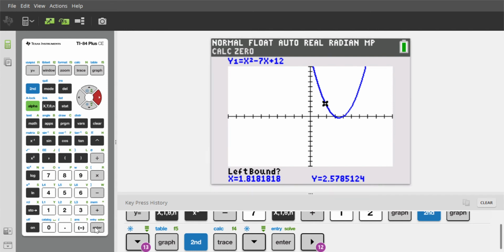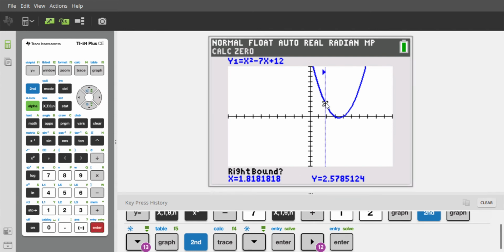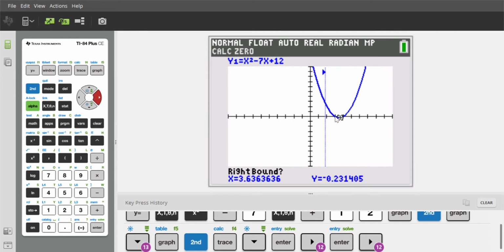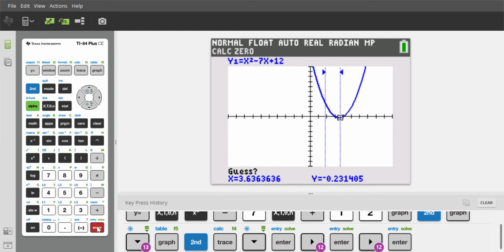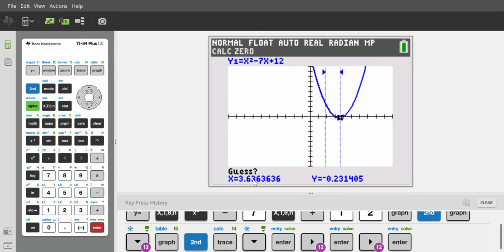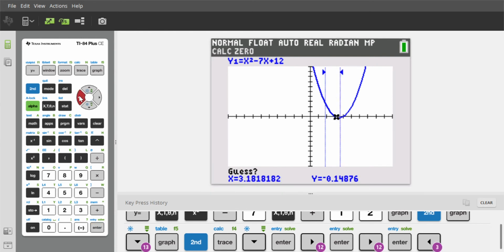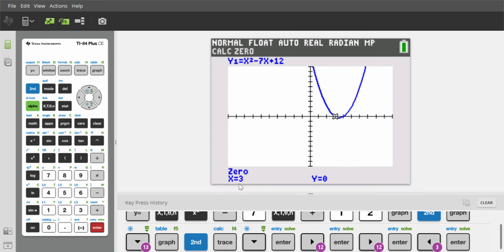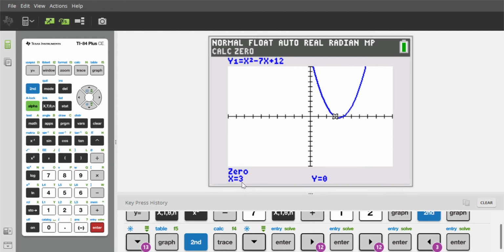I'm going to push enter. And then it'll say right bound. So I'm going to use my arrow, and I'm going to get to the right of the 0. Notice this is the 0 I'm finding. Go to the right of it. And I'm going to push enter. And then I'm going to go back to where I think it is. I just got to go back really one little step there. And notice my 0 is at 3, 0. So x equals 3 is going to be a solution, a 0 for this quadratic.